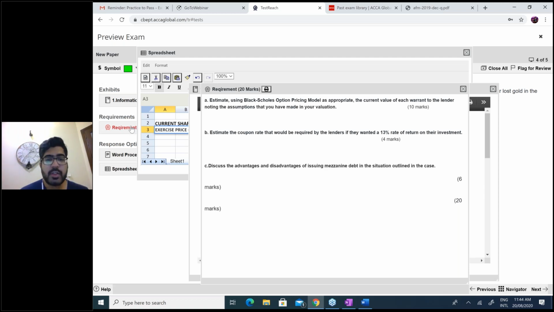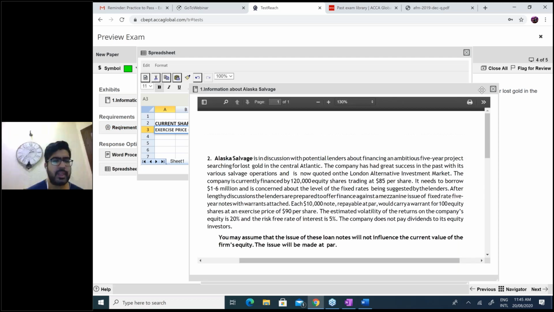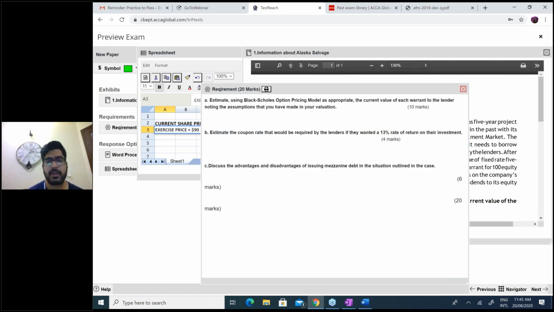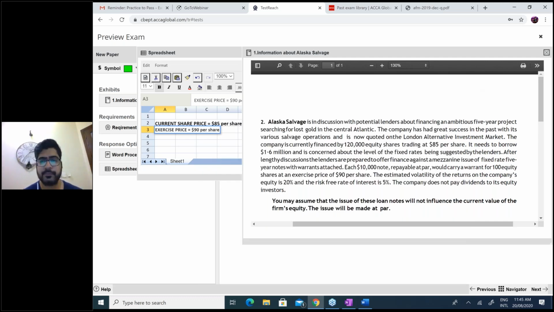Estimate, using the Black-Scholes option pricing model as appropriate, the current value of each warrant to the lender, noting the assumptions that you have made in your valuation. So you need to note the assumptions as well. I will tell you the assumptions. You need to find the value of each warrant using the Black-Scholes model, the value of each option.